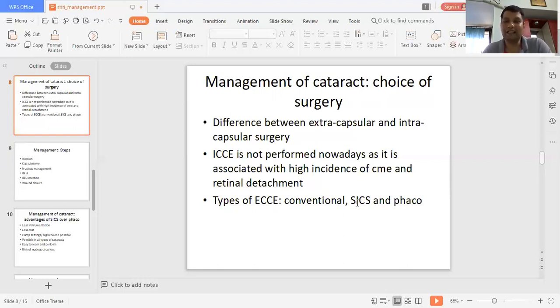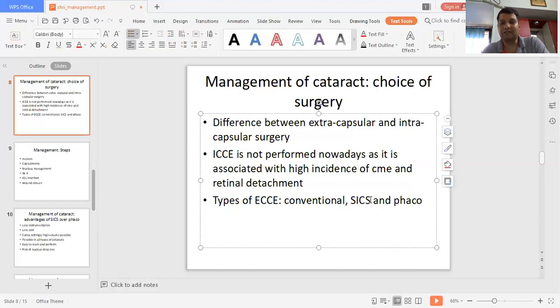Also, the external incision size is smaller. So what do we do? We make a small incision, then we make a bigger tunnel. The internal incision will be more than the external incision, so the tunnel will be funnel shaped. That's why small incision surgery is very much in vogue still now in India. So that is one type of ECCE, that is small incision cataract surgery.